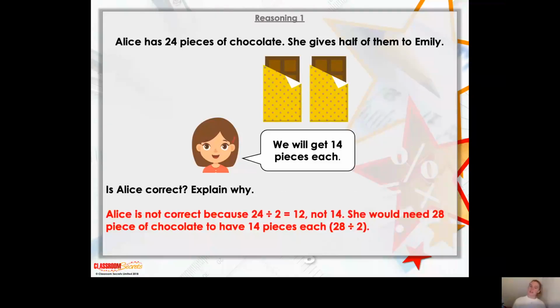So as I said, Alice is not correct because 24 divided by 2 is 12, not 14. And she would need 28 pieces of chocolate. Oh, I've missed the S off. Pieces of chocolate to have 14 pieces each.